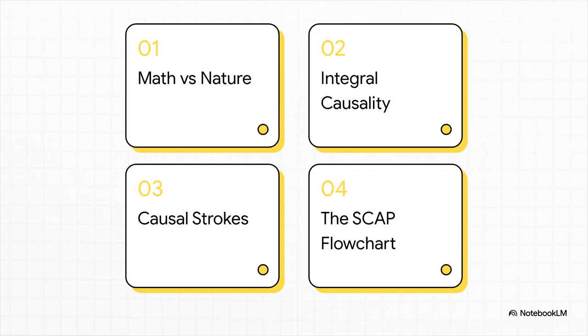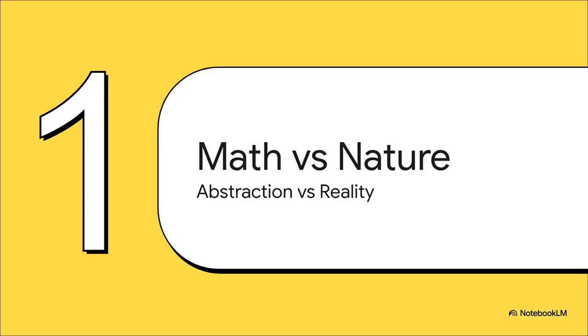To unpack that profound idea, here is our roadmap for today's explainer. First up, math versus nature's logic. Next, the integral causality preference. Then, mapping with causal strokes. And finally, we'll bring the whole shebang together with the SCAP flowchart method. All right, moving right into part one, math versus nature's logic.